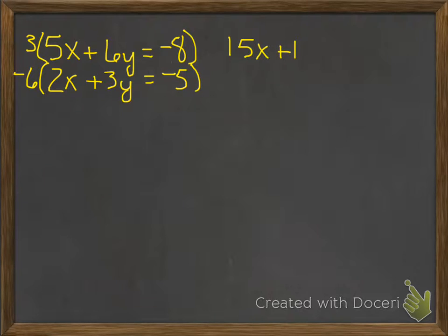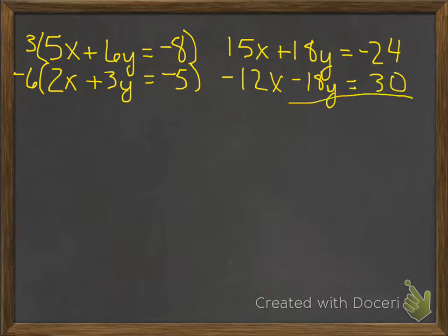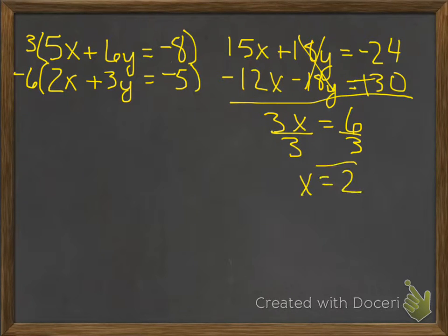So then I'm going to multiply all the way across. So I'm distributing. And then I can go ahead and cancel out my y's. 15 minus 12x was 3x. Negative 24 plus 30, because that's a positive 30, is 6. And then I can divide by 3 to get 2.